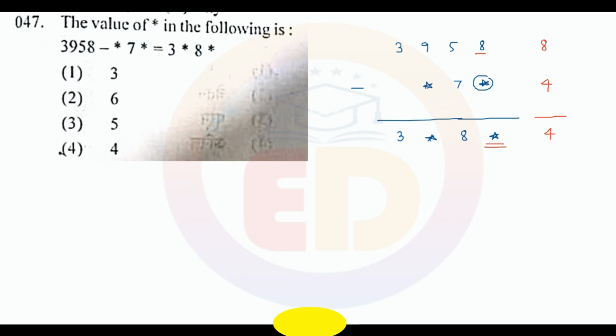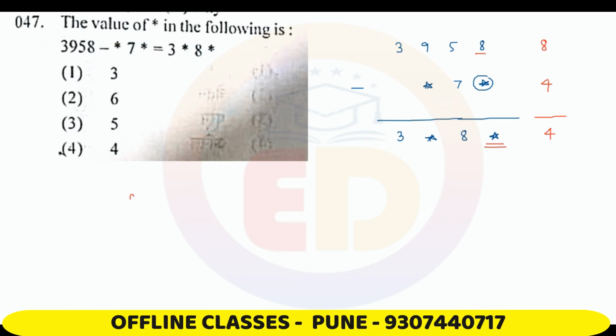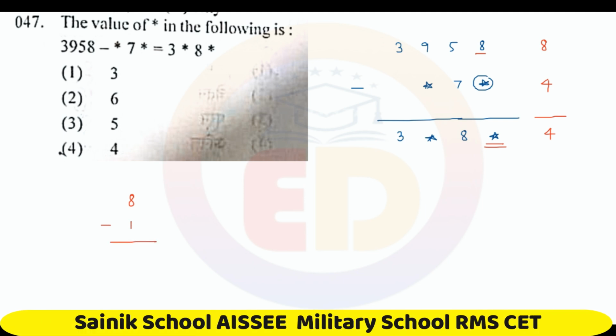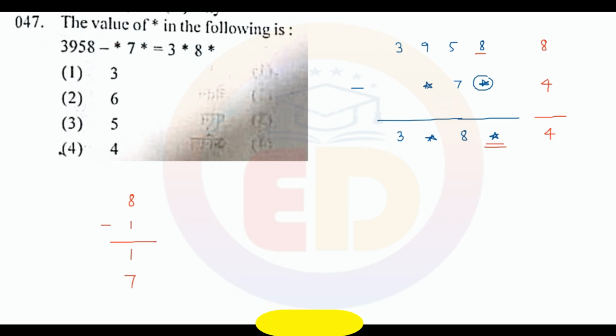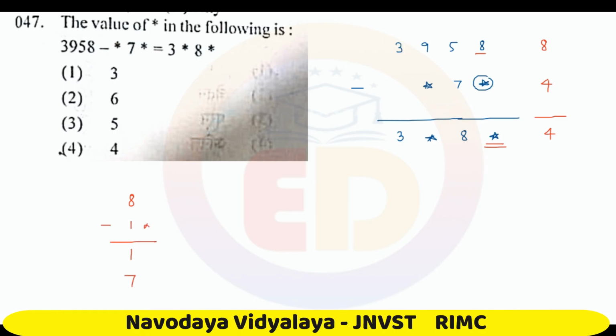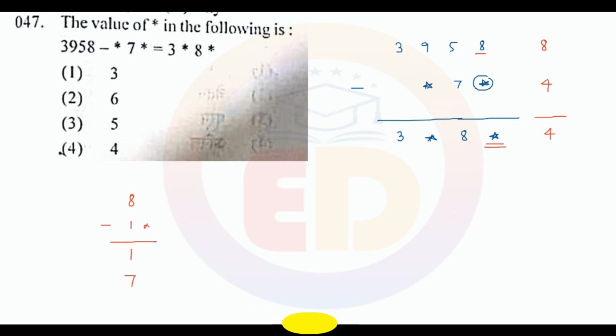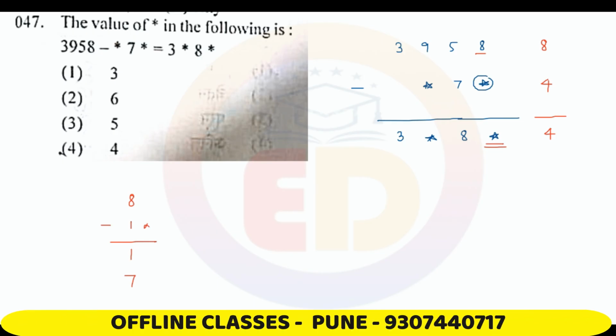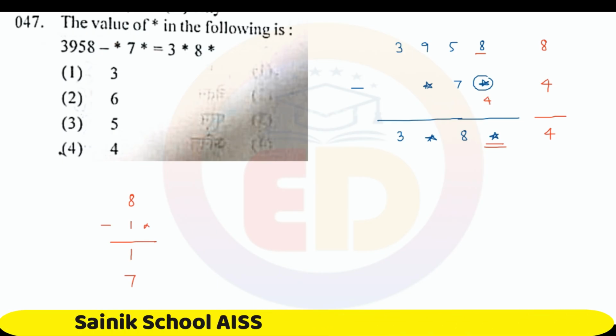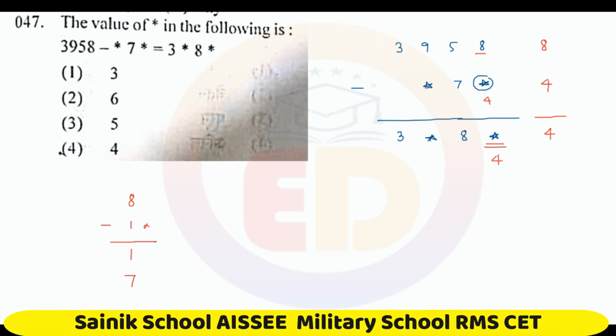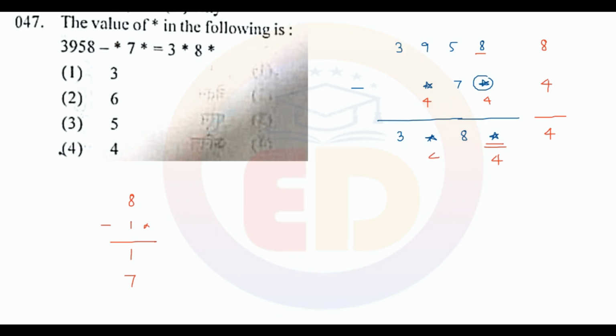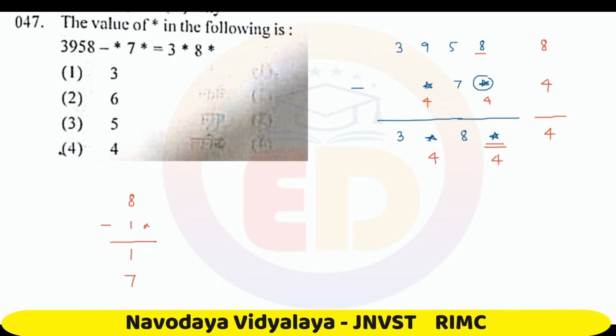If you take any other number, suppose you take 8 minus 1, it will not give us the same value 1. It will give us 7. So 1 cannot be our answer. So the value of star is 4. Here also 4, here also 4, here also 4 and here also 4. If you want, you can verify.